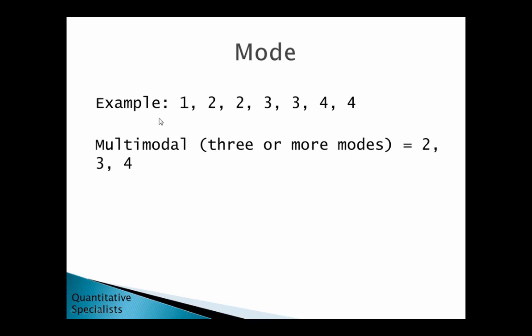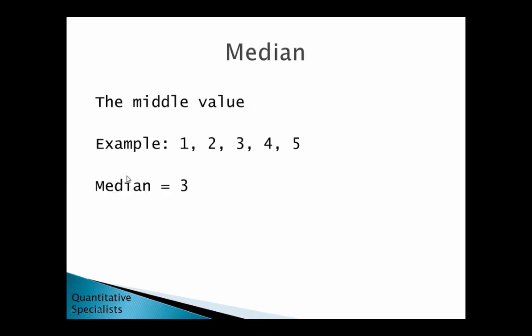In this last example with the mode, in this data set, we have 1 one, and then we have 2 of each of the following, 2s, 3s, and 4s. Since there's 3 values that each occur twice, which is the most often, we don't say trimodal or anything like that, we just say multimodal. So usually when you have 3 or more modes, you'll just use the term multimodal. And the modes here are 2, 3, and 4.